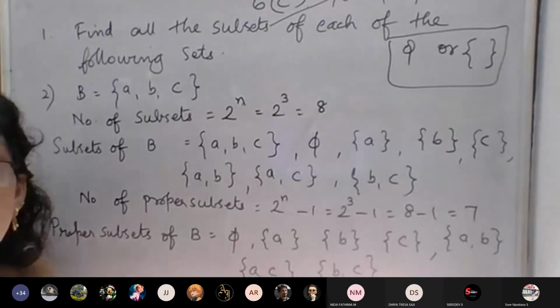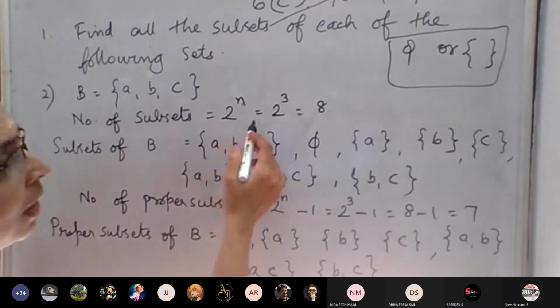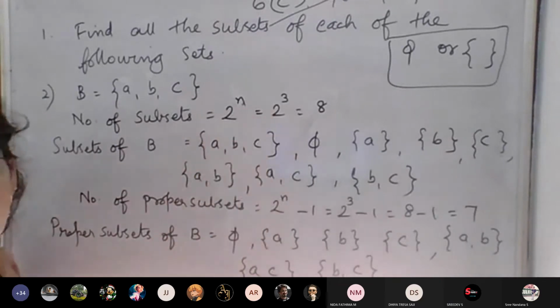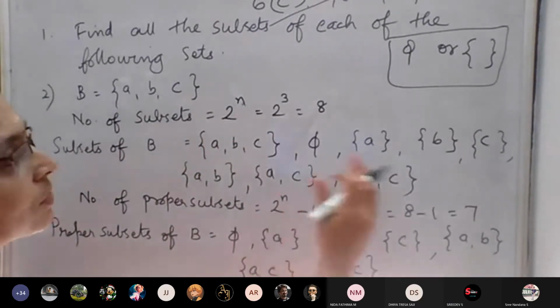So to find the subsets, the formula is 2 raised to n. 2 raised to n means 2 raised to 3, which is equal to 8. To find the proper subsets, we want to subtract 1.